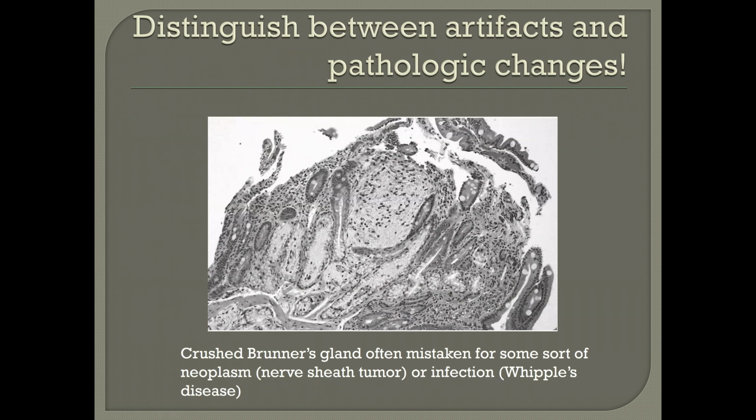Of course, it's important to understand also the artifacts that can occur. I didn't have a good color picture, but I think you can see here that there's a sort of nodular area in the small bowel biopsy. And you would wonder, well, is this potentially histiocytes? Is this Whipple's disease? Could this be a nerve sheath neoplasm? Well, in reality, it's just some crushed Brunner's glands. But understanding these sorts of pitfalls and artifacts is critically important to correct interpretation.